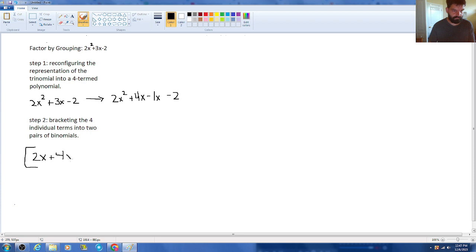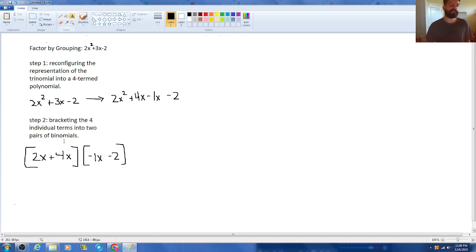Now what's really important here is to also contain the signage on each of your terms. That can cause a lot of students simple mistakes and points off because they end up having sign errors, which are very simple mistakes, but will reduce points. So in this case, I'm referring to the -1x linear term and the -2. Alright, so that's step number 2.